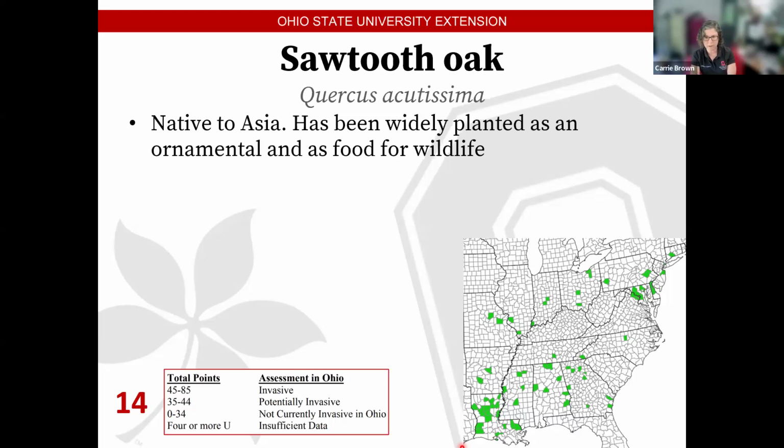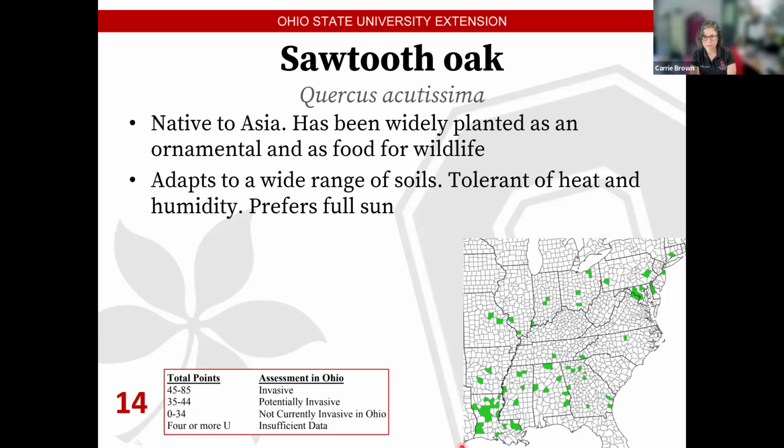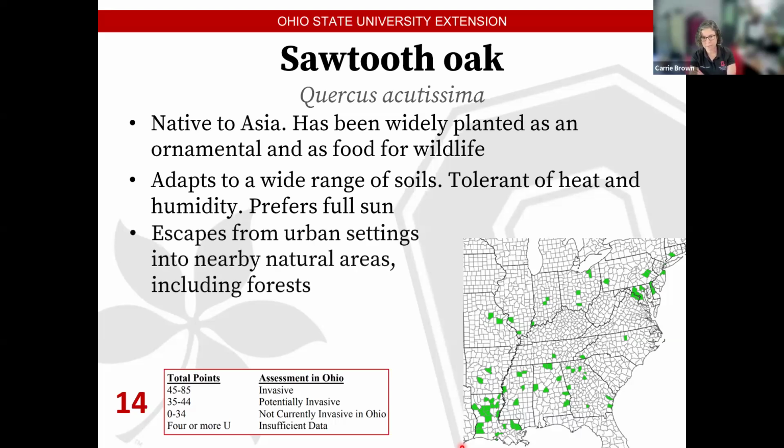It produces an abundant amount of acorns. It is adaptable to a wide range of soils. It's tolerant of heat and humidity, which, looking outside, we have a lot of that here in Ohio. Like other oaks, it does prefer full sun. And it has been shown to escape from urban settings into natural areas, including forests. And it's able to hybridize with native oak species. So our oak species tend to be promiscuous, and that includes this sawtooth oak as well.